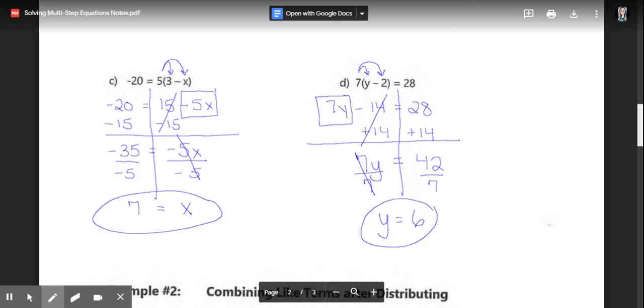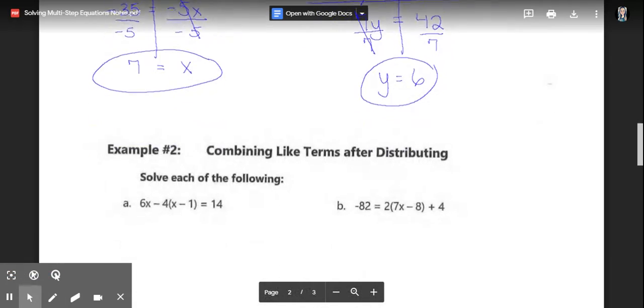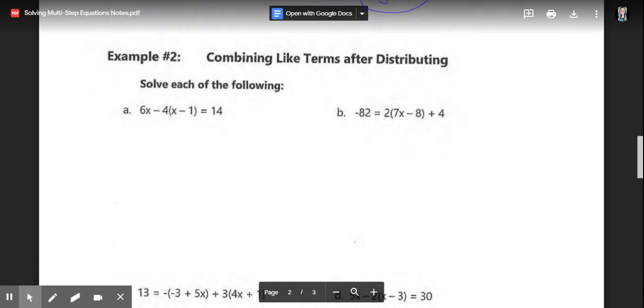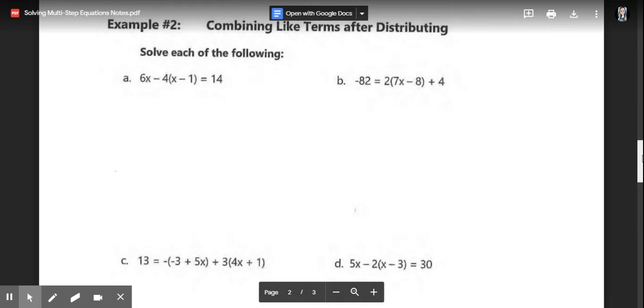All right, so now we've done 4 examples where you had to distribute. We're going to move on to the next set of examples. And the next set is all about combining like terms after distributing. So you'll notice these problems are a little bit longer because not only are we going to have to distribute, but we will also need to combine like terms. So let's start working through these.